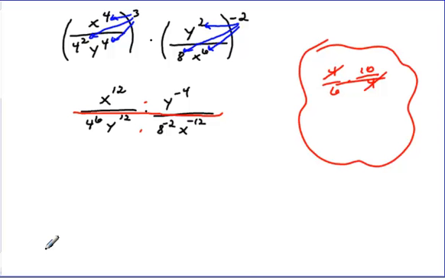Looking at the x's, which one's smaller? Negative 12 or positive 12? Okay, minus a negative 12. Good. On our y's, which one's smaller, a negative 4 or a 12?